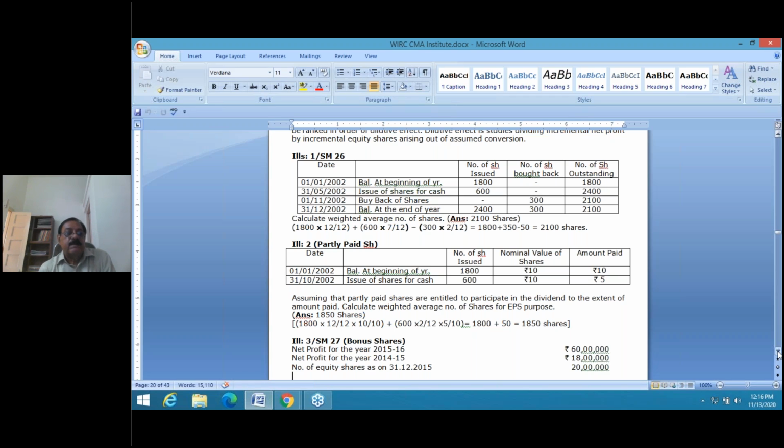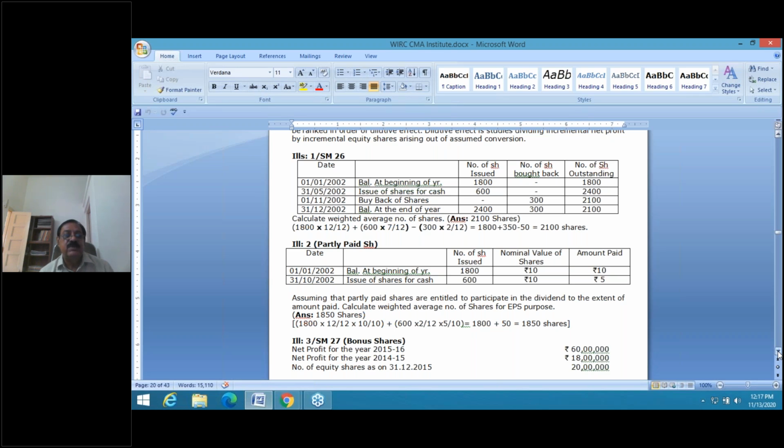So the details are, the year seems to be a calendar year, January to December, because the number of shares at 1/1 is given, then a fresh issue for cash on 31st May, then a buyback on 1/11, and then year end December 31st. The number of shares are given. These now have no paid up values given, but they are all considered as fully paid. So there is no question of giving value weights, only time weights.